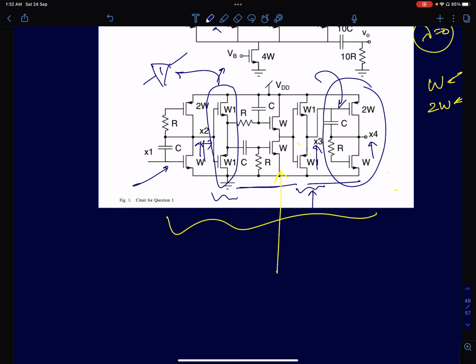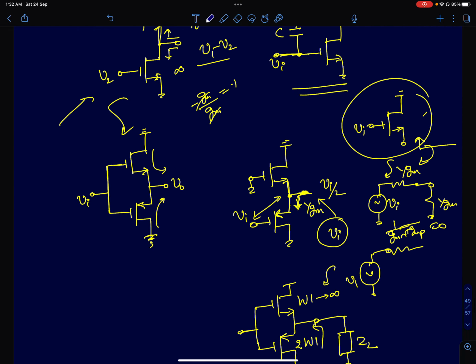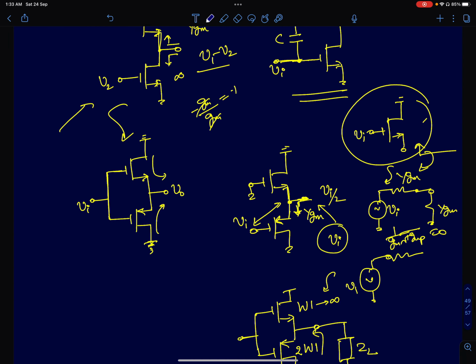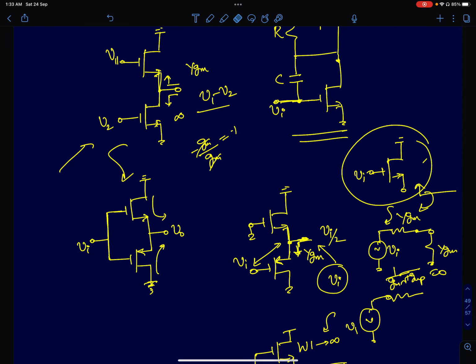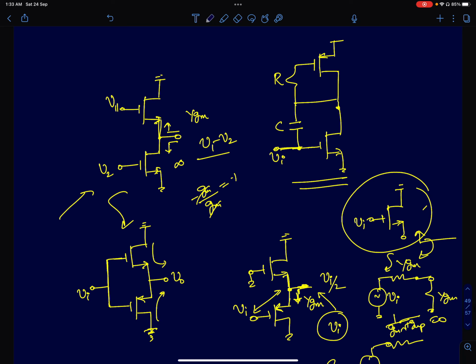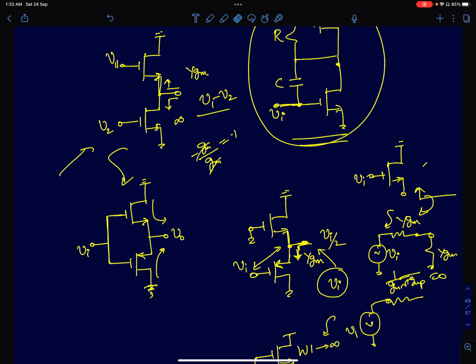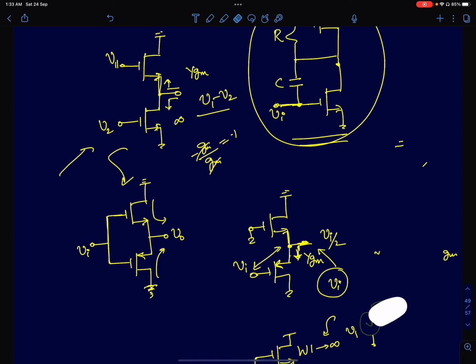Okay, so that's one circuit. Yeah, so now I'll analyze this circuit here a little later. It's again a very simple circuit to analyze. I'll probably write the expression here itself. It's simple to analyze this circuit here. So let me just erase the rest.